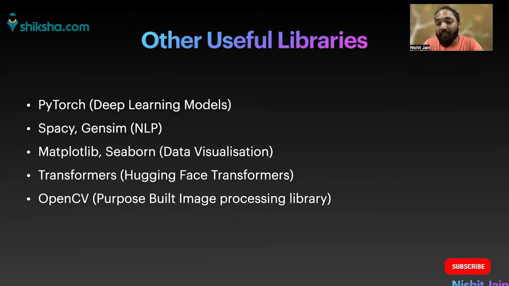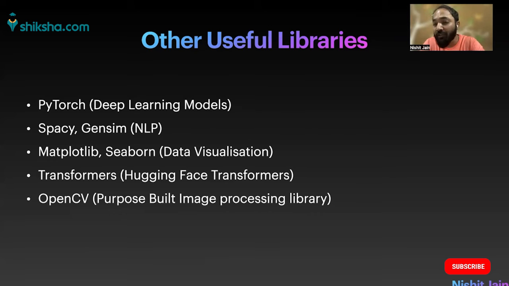So that brings us to the end of the video, and the lecture ends here. But before saying bye-bye, let me also walk you through what other useful libraries you might want to consider. PyTorch is a good substitute for deep learning models. PyTorch was developed by Facebook. That's the only difference, I think. What you can do in PyTorch can also be done in TensorFlow and vice versa.